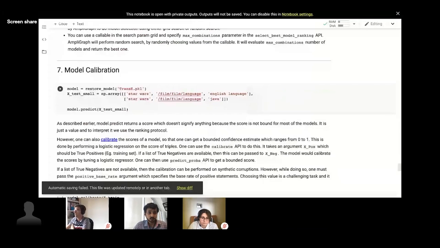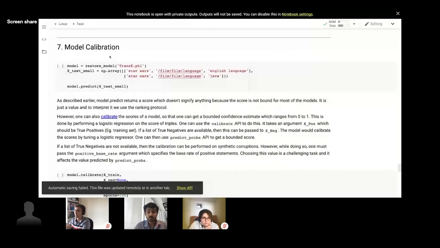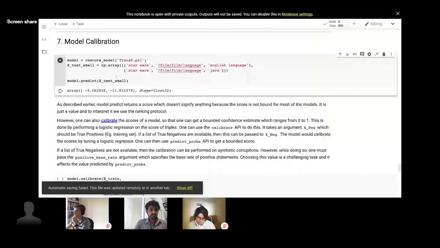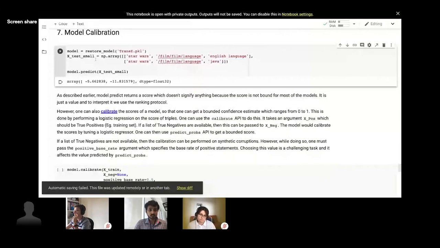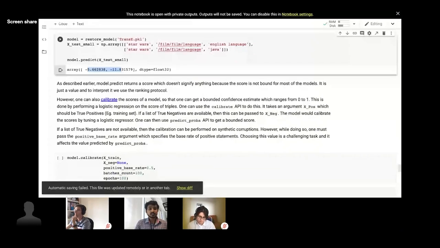So coming to the next section, that's calibration. This is again a section that Luca had talked about earlier. As I mentioned earlier, we saw the scores of the TransE model. The score for that triple was around -8 or something. So the scores can be between plus infinity and minus infinity depending on the type of the model. See again, for these two triples, you see that the scores are negative, right? So now, how can we threshold the score to a value between 0 and 1?